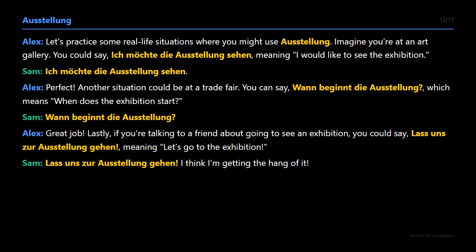Perfect. Another situation could be at a trade fair. You can say, Wann beginnt die Ausstellung? which means when does the exhibition start? Wann beginnt die Ausstellung? Great job. Lastly, if you're talking to a friend about going to see an exhibition, you could say, Lass uns zur Ausstellung gehen, meaning let's go to the exhibition. Lass uns zur Ausstellung gehen. I think I'm getting the hang of it.